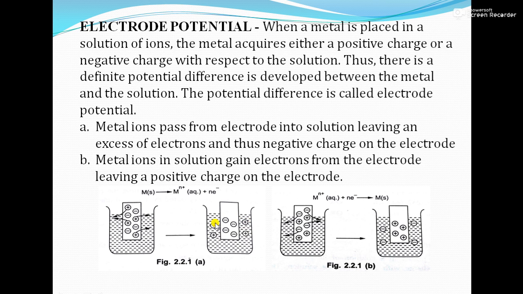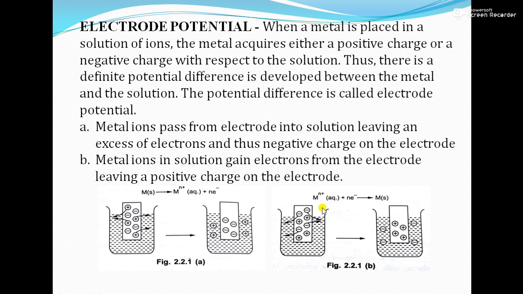So in this case, there is a generation of an electrical double layer that you can see, plus outside the metal strip and minus on the metal strip. So that is one case, reaction A, that is oxidation of the metal.